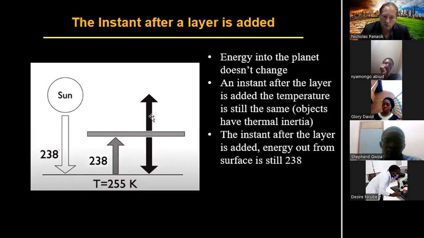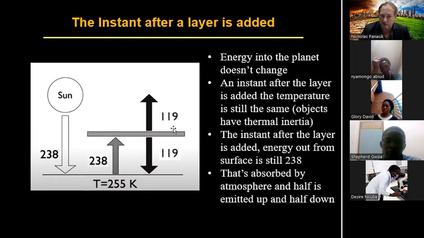And so now, what's this layer going to emit? 238 is coming into it. 238 is going to be coming out, but half is going to be going up and half is going to be going down. So we got 119 going up and 119 going down.